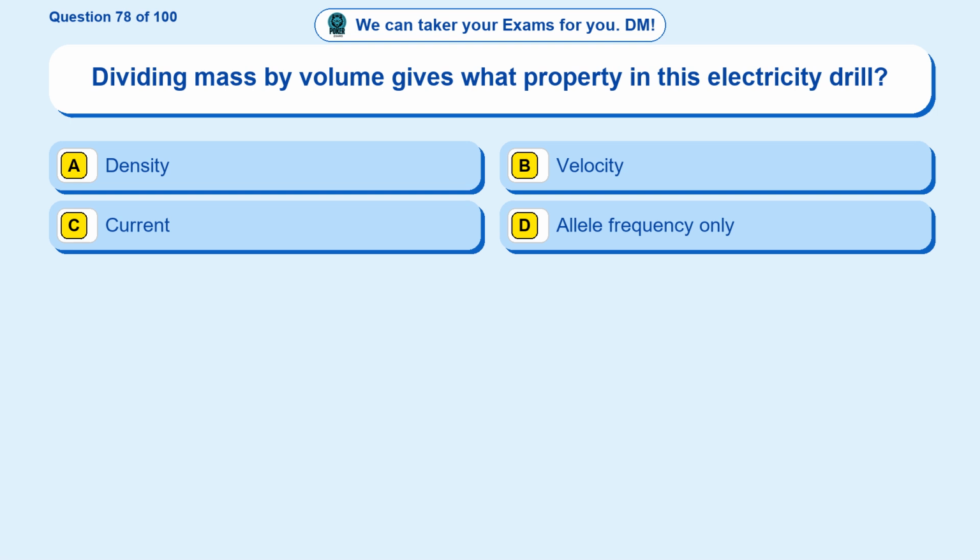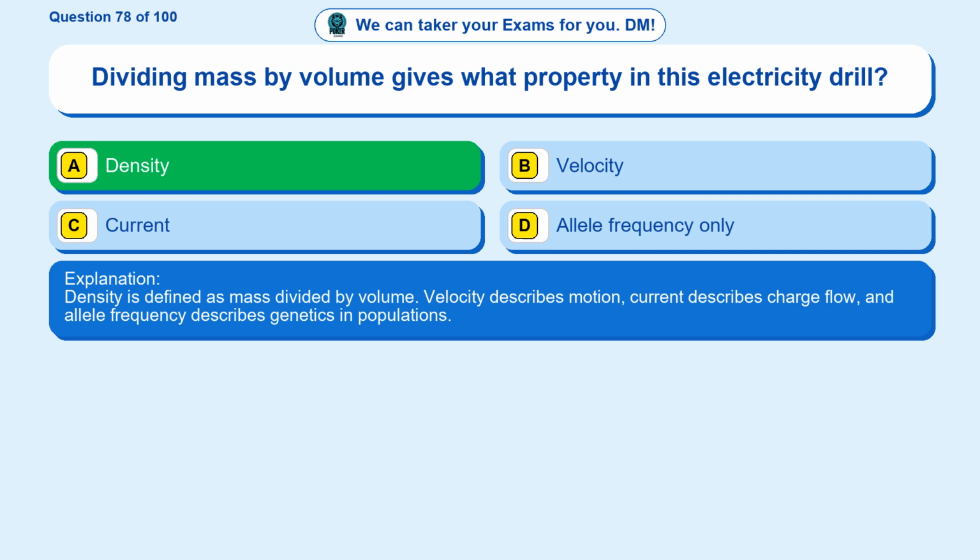Question 78. Dividing mass by volume gives what property in this electricity drill? Option A, density. Option B velocity. Option C current. Option D allele frequency only. The correct answer is option A. Density. Density is defined as mass divided by volume. Velocity describes motion, current describes charge flow, and allele frequency describes genetics in populations.